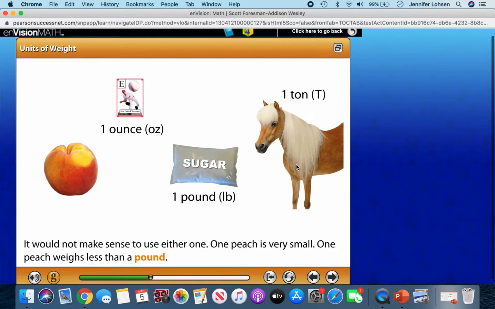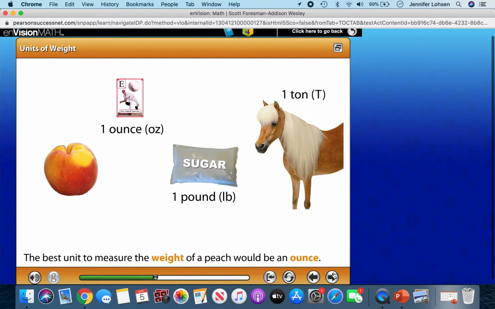If it's an object that an adult or two adults could not pick up on their own, they would need something to lift it, I would go with tons. So think super easy, minimal to no effort whatsoever. A little bit of effort, some work, you can tell you're lifting something. You might go when you're picking it up. Impossible to pick up. The best unit to measure the weight of a peach would be an ounce.